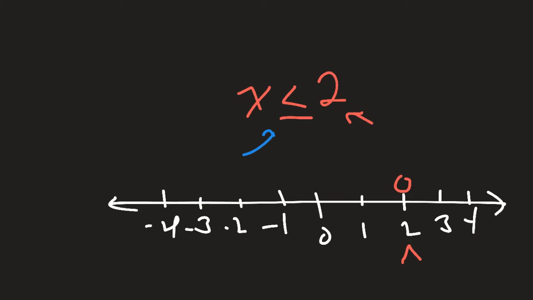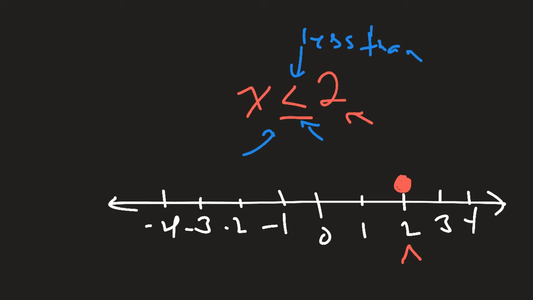Well, in this situation, you'd read it as x is less than or equal to 2, and there's your "or equal to". So we would then fill in our circle. There we go. It's now a filled in circle to show that 2 is included as a possible number.